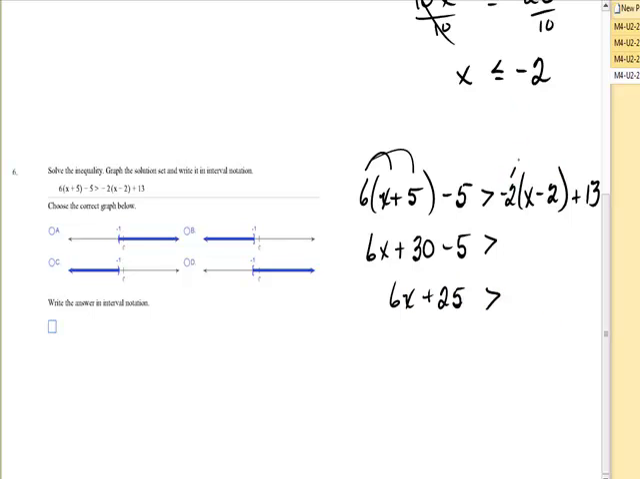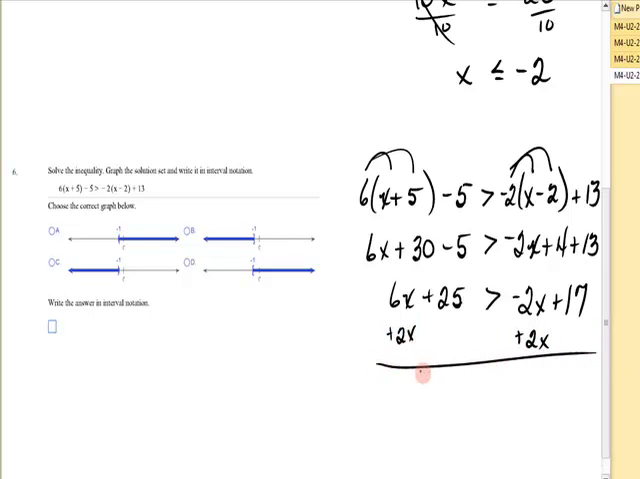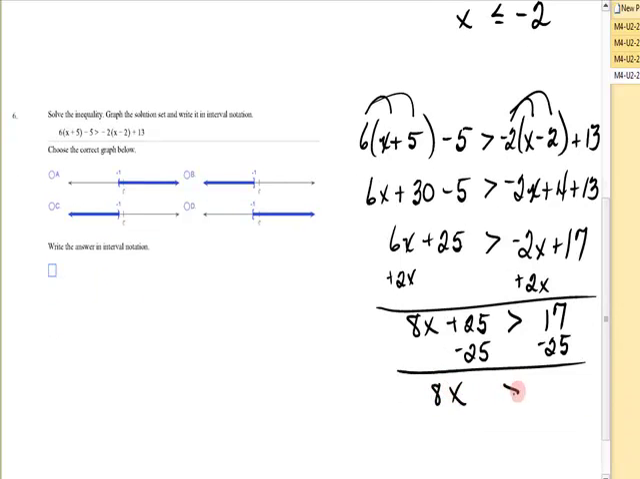Let's simplify on the right. Distribute. That's -2x. -2 times -2 is plus 4, plus 13. Keep the negative 2x. 4 and 13 is 17. Get my x's on the left. Add 2x. Add 2x. 8x + 25 is greater than 17. Subtract 25. Subtract 25. 8x still greater than negative 8.